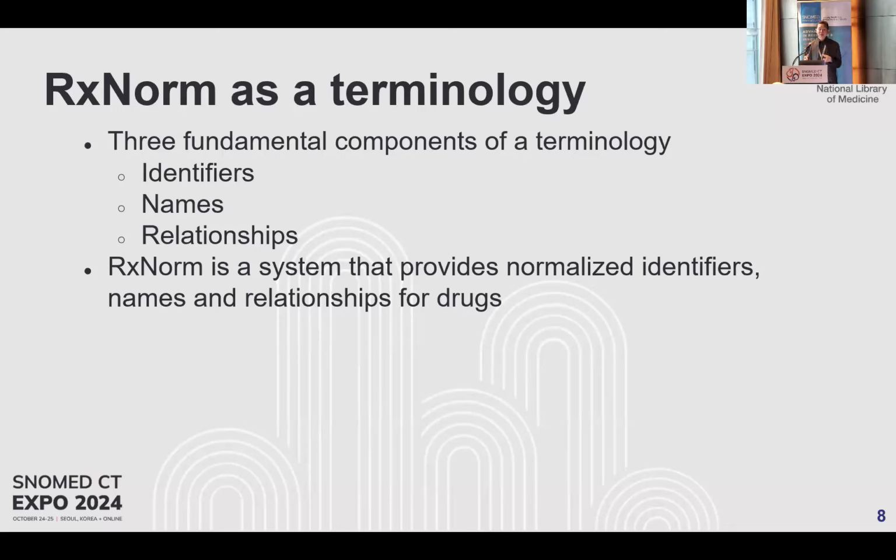So what is RxNorm? Basically, it's a drug terminology, right? So what does the terminology do? Basically, in any terminology, you can find three fundamental components of it, right? One is identifiers, like the SNOMED codes we are also familiar with, then the names, like the fully specified name and preferred name, and then the relationships, of course. And RxNorm will provide a standard way to represent all these three things: identifiers, names, and relationships.